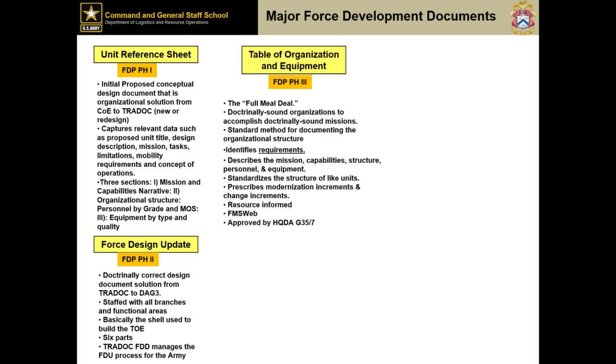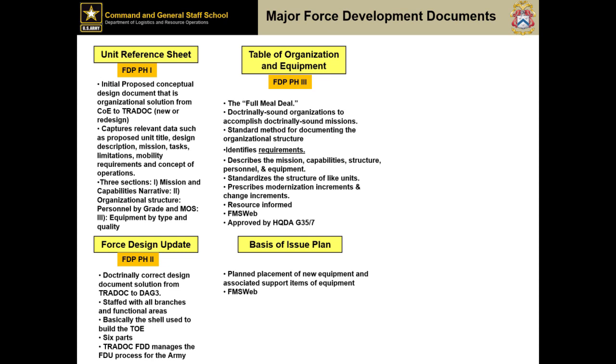Next, and the final one, the big one we'll talk about today, is the table of organization and equipment. You're probably familiar with that. Well, that is designed in phase 3 of the force development process. This is the full meal deal. This is everything that is absolutely required for this mission to do its doctrinally correct mission with all the doctrinally correct equipment and personnel. This is everything that is required. And this is what we use in the POM process, what we need money for in the out years. We'll talk that in F107 in the PPB class. This is approved by HQDA G3, and you can find these in FMS Web.